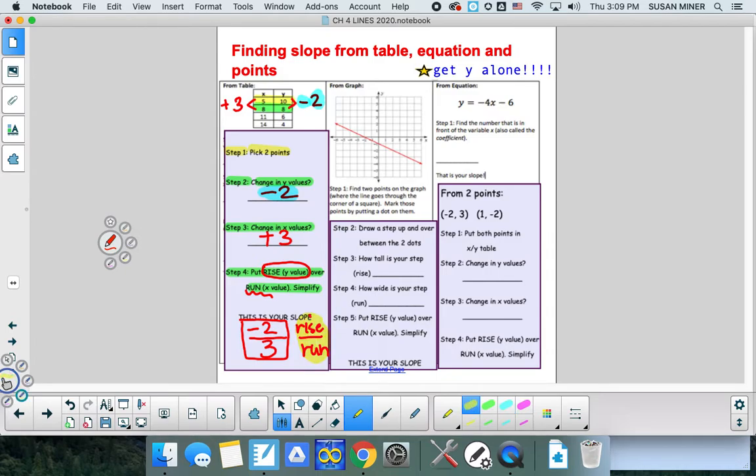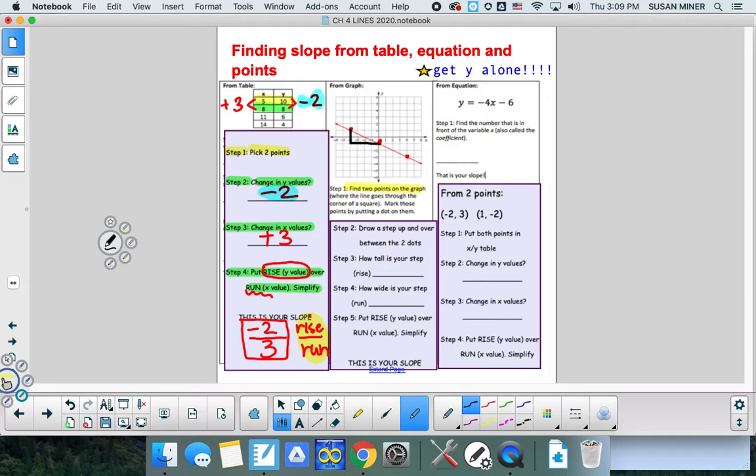Remember, on a graph, the first thing that I have to do is find 2 points on the graph. And we're talking good points that go right through an x value. So I follow this red line down until I find some good points on my graph. There's a few, right? I only need to pick 2 of those. And then I draw in my rise and run.